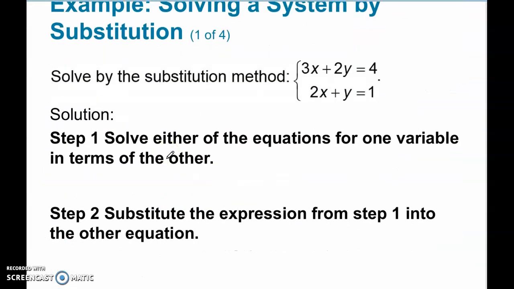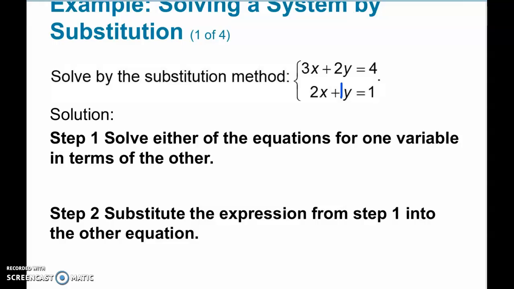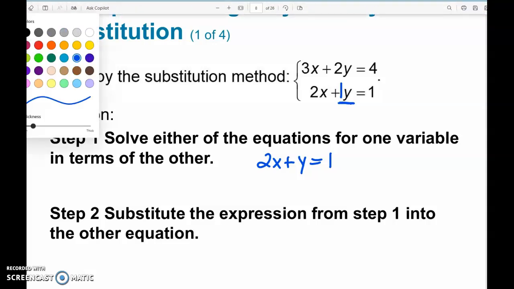So let's look at, here we have our system. This is our example. And so the steps I just gave you are written here. So we're going to perform the step that you see written. Solve either one of the equations. So which one am I going to choose? Well, you can choose any variable to solve for, but like I said, if you can have a variable that has a coefficient of 1 or -1, which I do right here, that's the one you should work with. So I'm going to take the second equation. My coefficient on y is 1, so that's why I chose it. And I'm going to solve this equation for y.